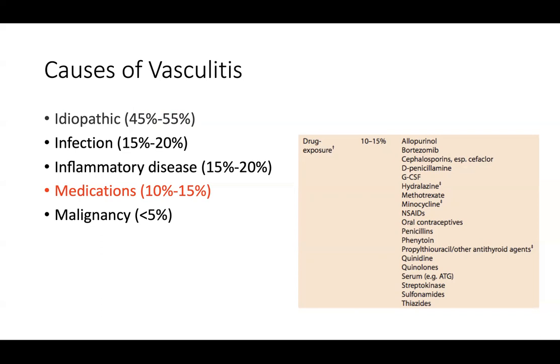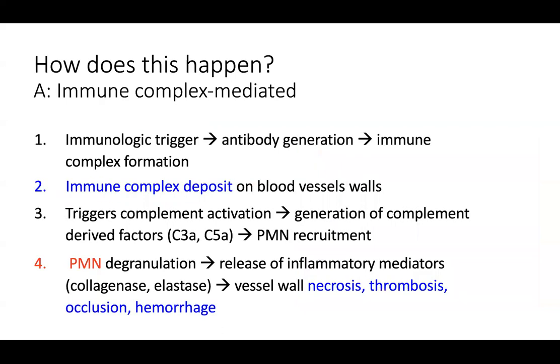Trialing reduction of medication can help. And it's probably going to have to be one by one, or just getting rid of all non-essential medicines to see if that alleviates the vasculitis. So getting back to that question, how does this happen? How do you get the end result of vasculitis?